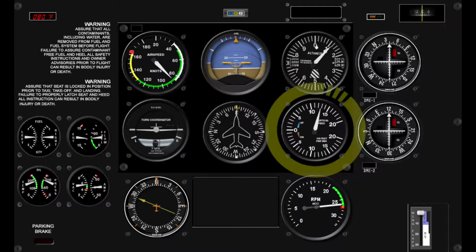Lastly is the vertical speed indicator. The vertical speed indicator tells the pilot how quickly the airplane is ascending or descending. If the arrow is above the zero, it's climbing at that many hundreds of feet per minute, and if the arrow is below the zero, it's descending at that many hundreds of feet per minute.